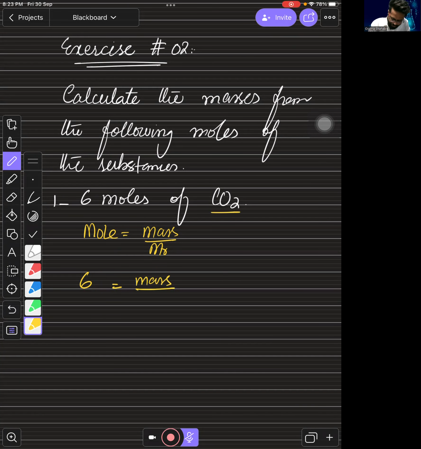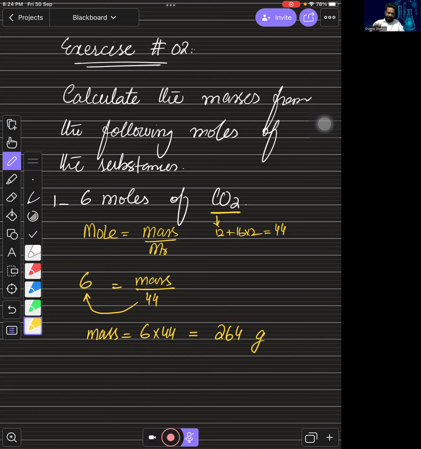What is the MR of carbon dioxide, bachon? Carbon is 12 plus oxygen is 16, and we have 2 oxygens over here, so it is 44. Now we have 44 as the MR, and we can solve this question by sending this 44 to the other side. Right now it is divided by the mass, so when it moves towards the other side of the equals sign, it is going to be multiplied. So mass is equal to 6 into 44. What will be the answer in grams? 264 grams. Is that right, bachon?